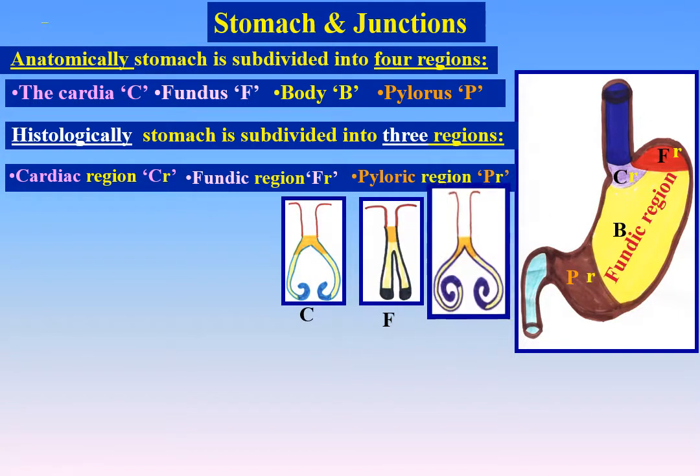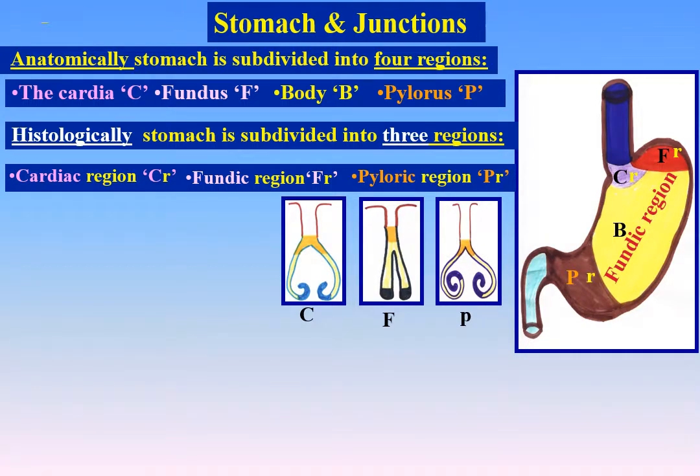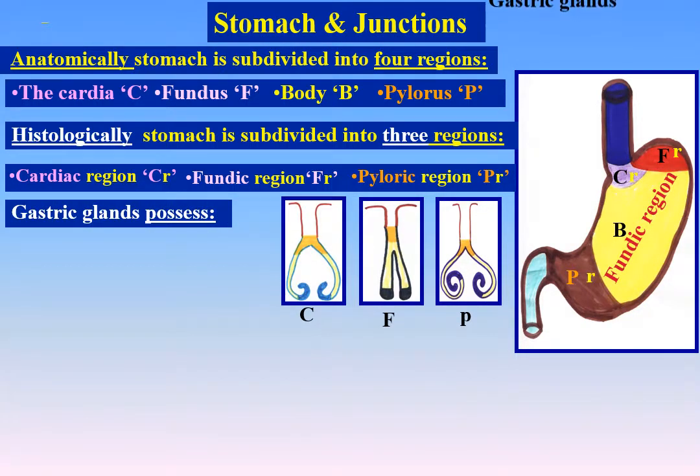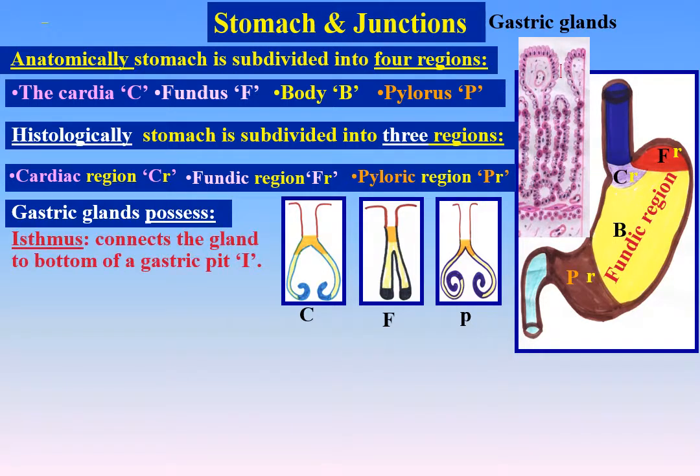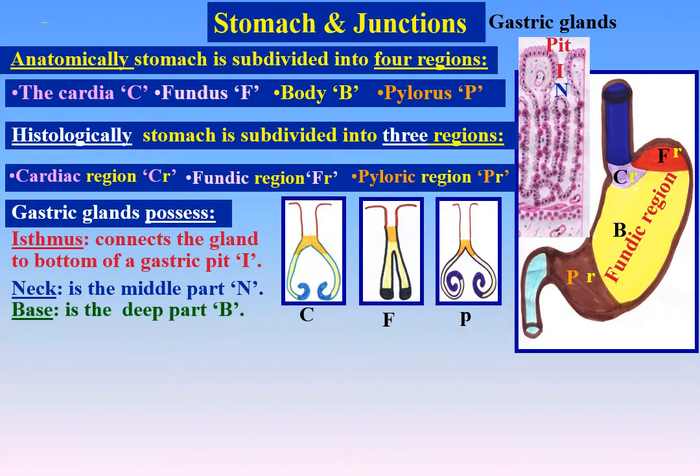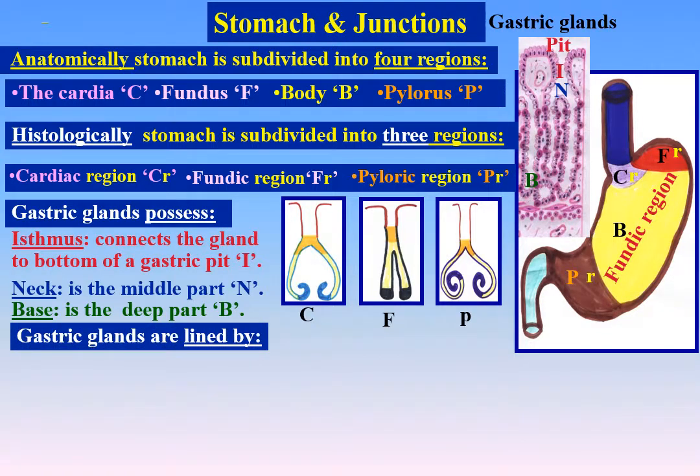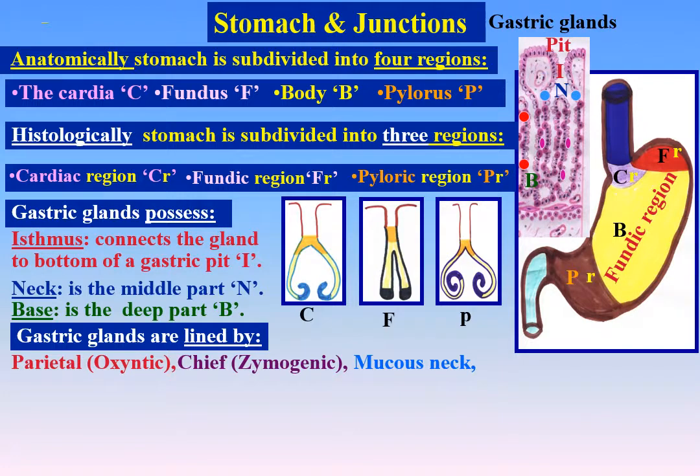Gastric glands possess an isthmus, which connects the gland to the bottom of the gastric pit; a neck, which is the middle part; and a base, which is the deeper part. Gastric glands are lined by parietal or oxyntic cells, chief or zymogenic cells, mucous neck cells, stem or regenerative cells, and enteroendocrine cells or APUD cells.